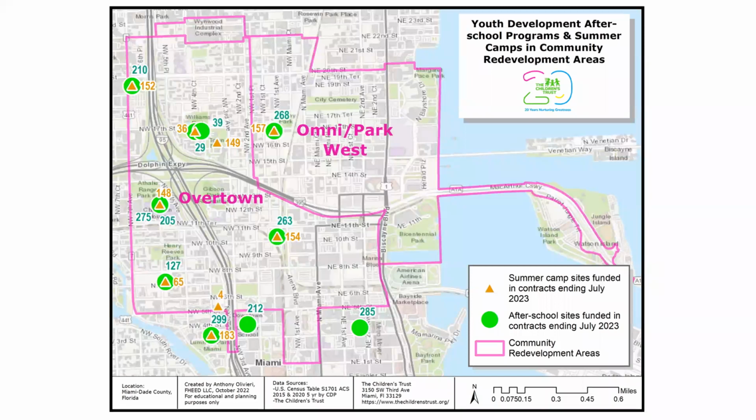In addition to the areas that we saw in the previous slide, the trust has agreements, as Tati mentioned, with two community redevelopment agencies, which we like to call CRAs, to fund programs within their boundaries. These two areas, as you can see in the map here, are Overtown and Omni. As shown in the map, there is a need for more youth development programs in the Omni CRA for both after school and summer timeframes. Again, applicants are encouraged to apply and propose new expansion sites in these areas.